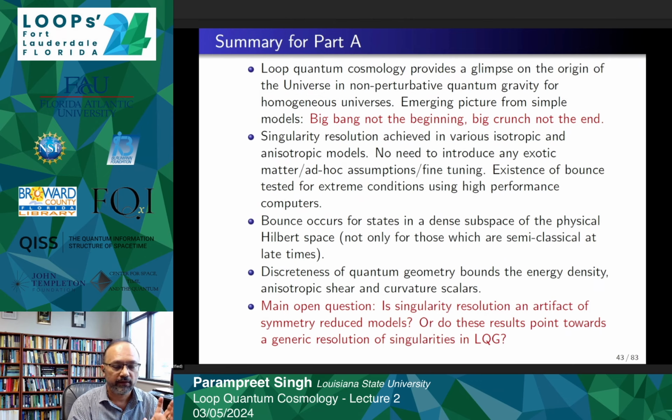And I'm sorry if I failed to mention some of the literature. There is no need to introduce any exotic matter, ad hoc assumptions, or fine-tuning. Now in literature, you would see singularities are resolved if you go beyond loop quantum gravity. But you would always see either there is an exotic matter, there is an ad hoc assumption on the wave function at the Big Bang, or there is a fine-tuning. The existence of bounds has been tested for extreme conditions using high-performance computing. Bounds occur for states in a dense subspace of the physical Hilbert space, at least for one particular model. The discreteness of quantum geometry bounds the energy density.